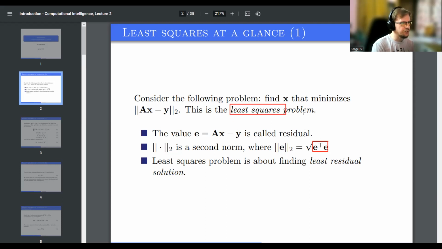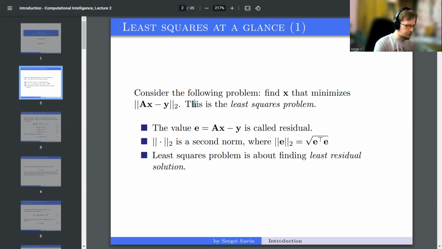So the least squares problem can be called a problem of finding the least residual solution. So a solution that gives us the smallest residual possible in terms of the second norm. That is, by the way, where the name comes from. Least means least residual. Okay. The squares means second norm. That's fine. Okay, good. Let's solve it.